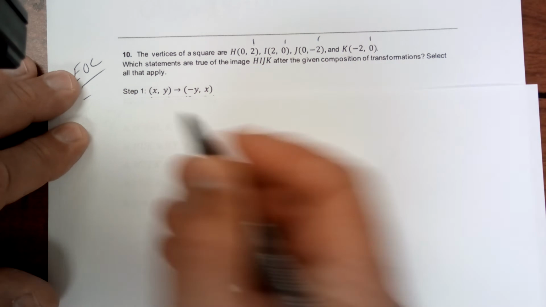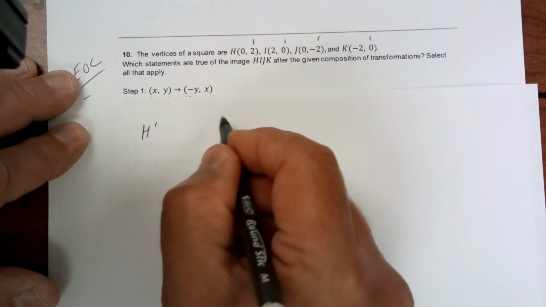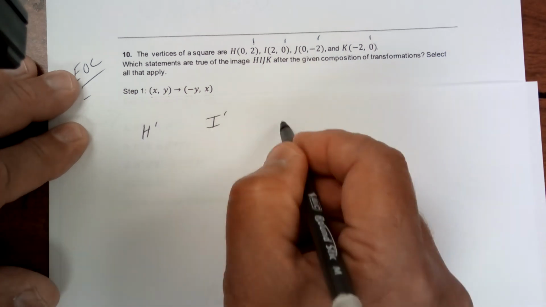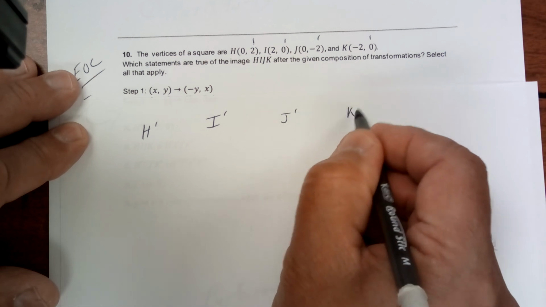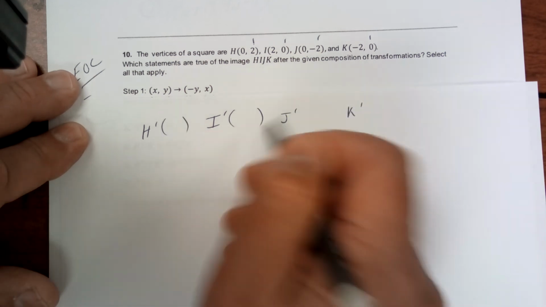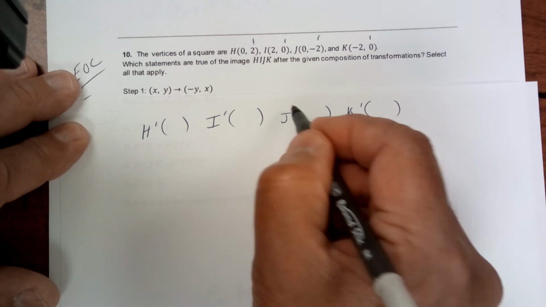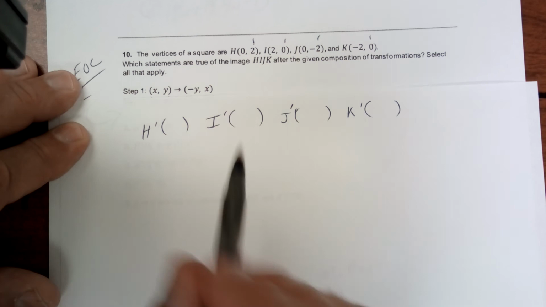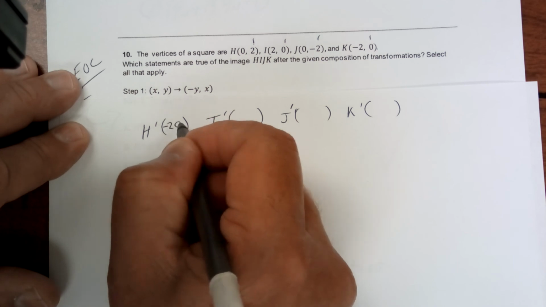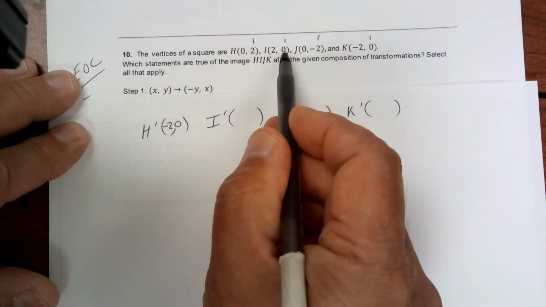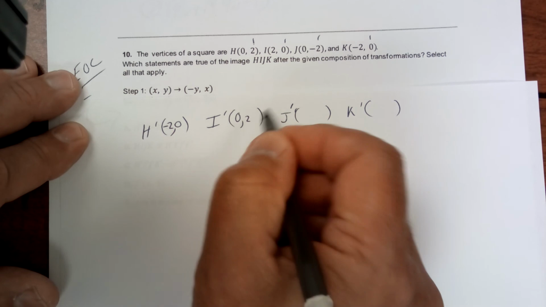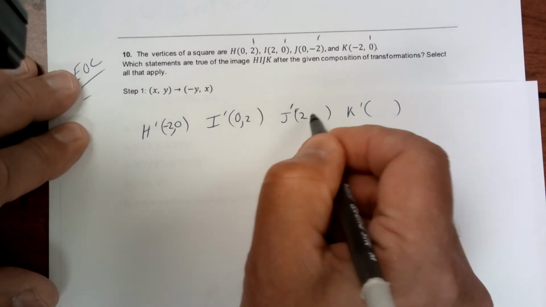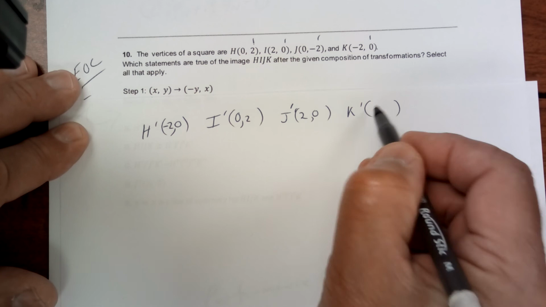So h prime, we're going to rewrite the new points. So we're going to change the y. So it's going to become a -2 and 0. Change the y, can't change 0, and switch. 2 and 0. Change the y, 0 and -2.